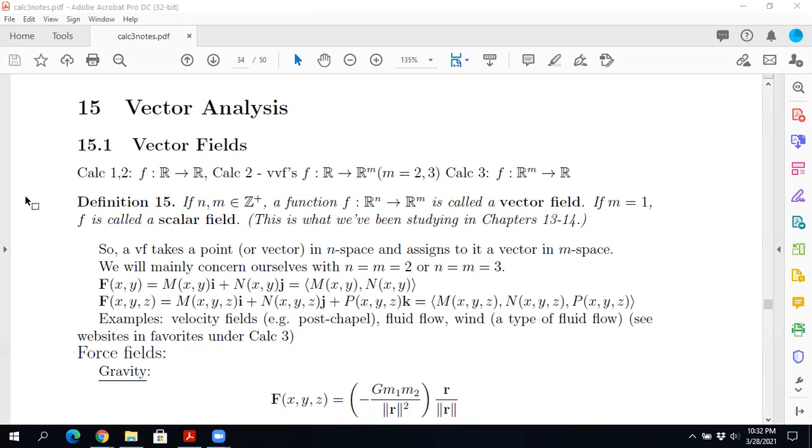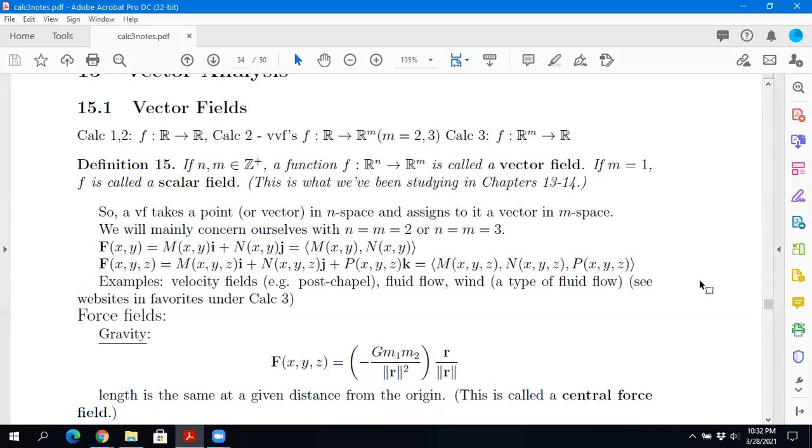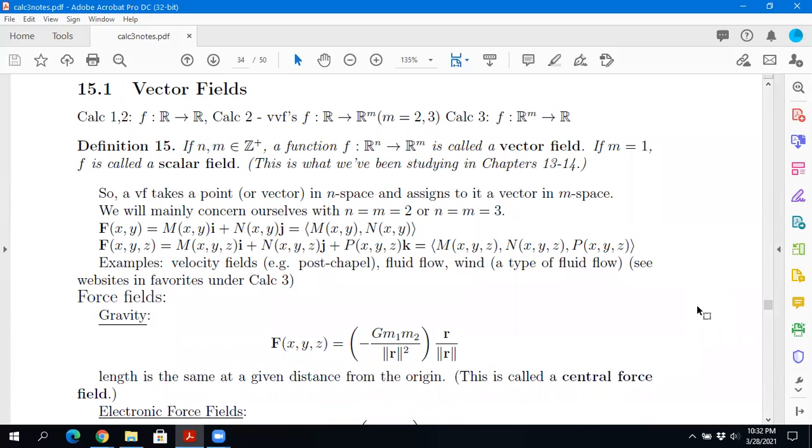And we just draw that vector emanating from the input point x, y, z. So you have input point x, y, z, output point m, n, p, all of which depend on x, y, and z. Okay? Okay, so why are we talking about this? Well, because this is a good way to model velocity fields.